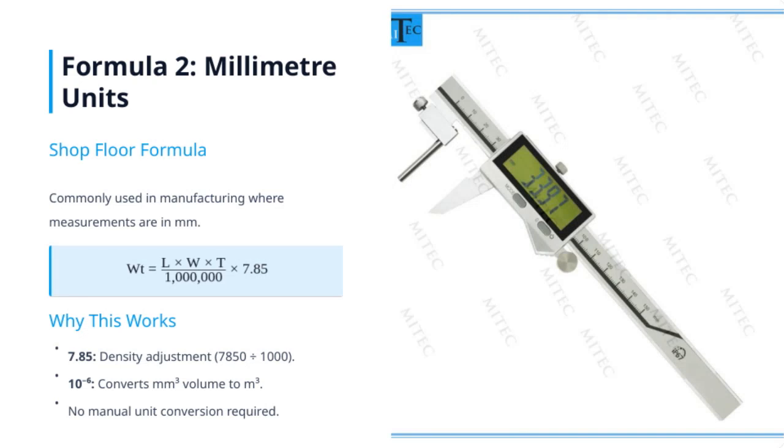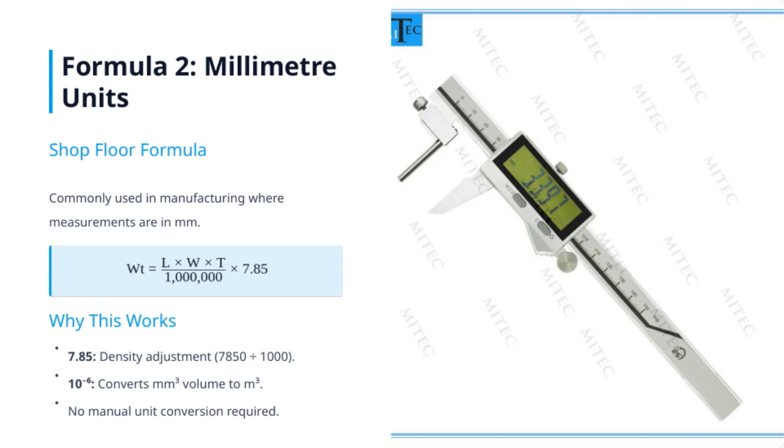So, one of the great advantages here is that no manual unit conversion is required, which simplifies the process quite a bit. When we see 10 to the power of -6, that's actually a handy factor for converting volume measurements from cubic millimeters to cubic meters. It's a small number, but it makes a big difference in ensuring our units are consistent.